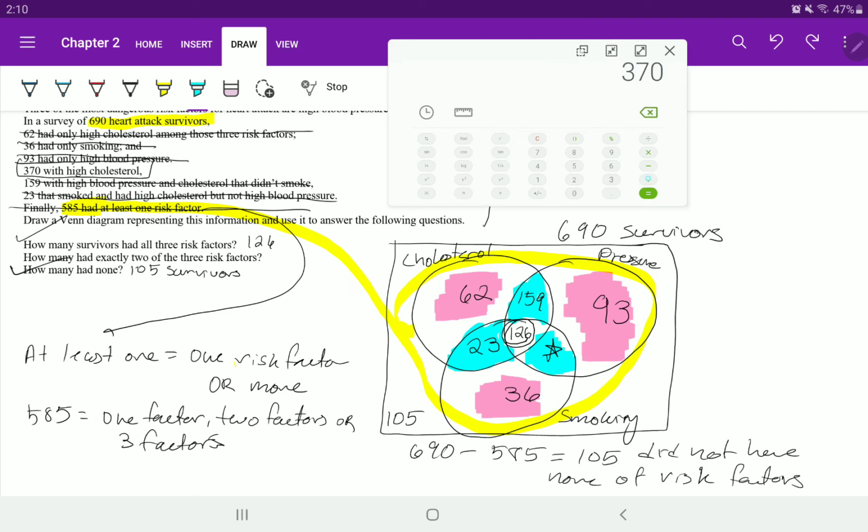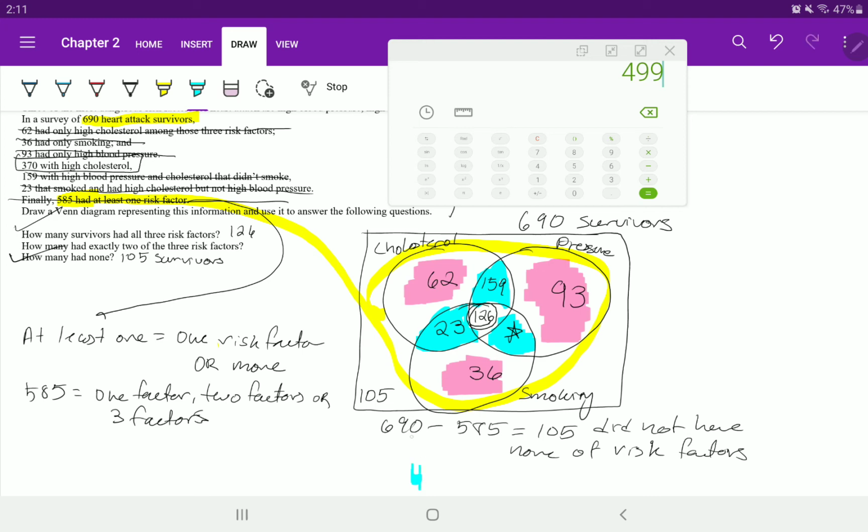370 plus 93, which is going to be for high blood pressure only, plus 36, which is going to be for smoking only, equals 499. To find the missing piece here, I'm going to take my 499 and subtract it from 585.